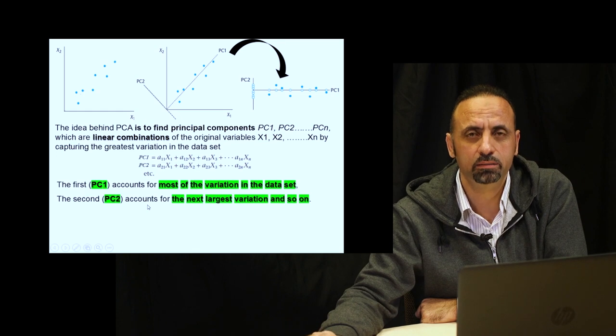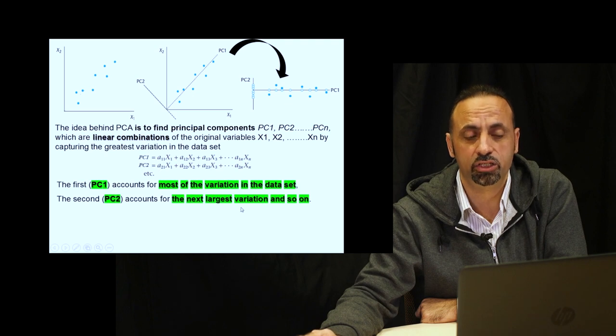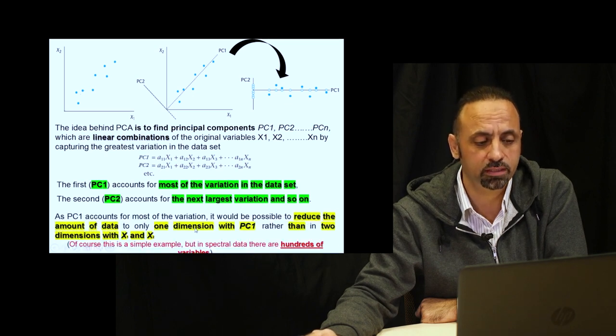So PC1 carries the most significant variation, a lot of variation. And the next principal component, the second principal component, carries the next largest variation. Don't forget, PC1 accounts for most of the variation. The second is PC2, third is PC3, and so on and so on.